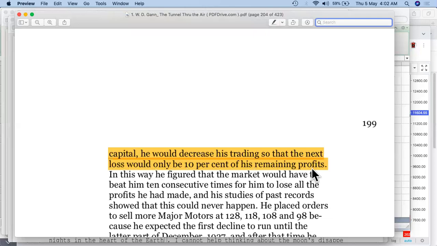So he's talking about risking only the profit that he has earned. And if he loses 10% of this profit, probably the next trade he will try to reduce it so that again the loss from that would be a maximum of 10% of the profits. This is how he used to do his risk management.